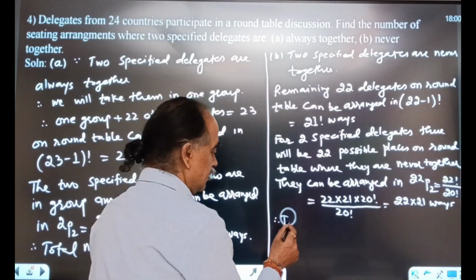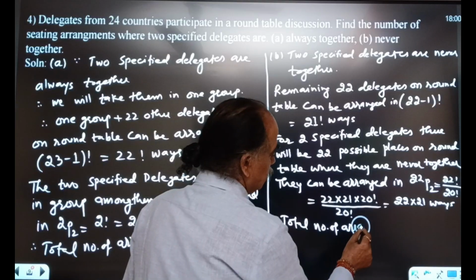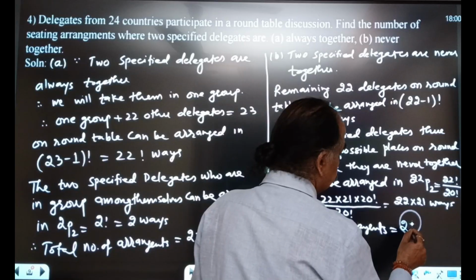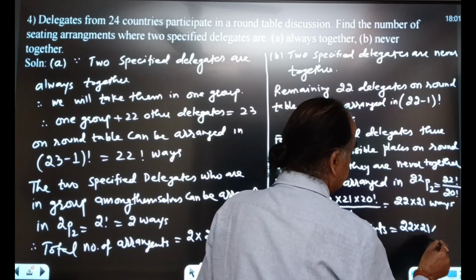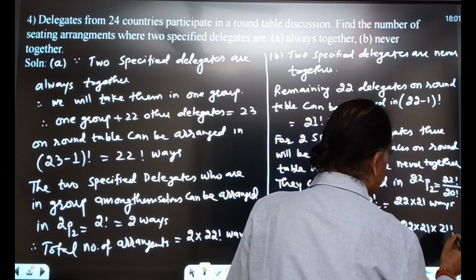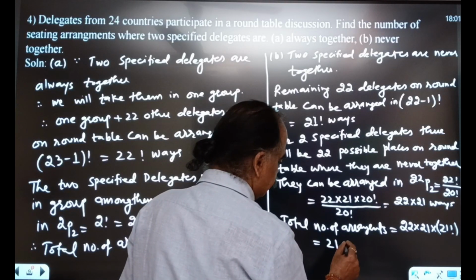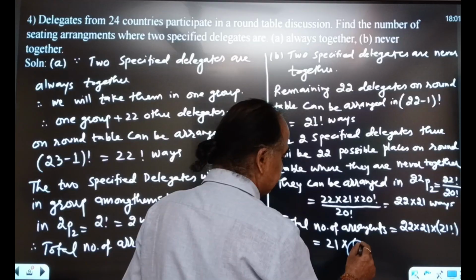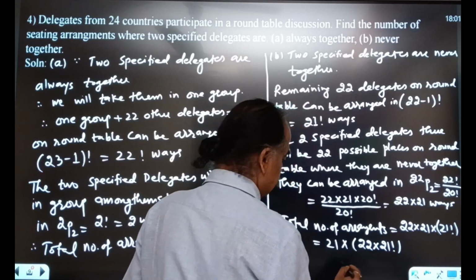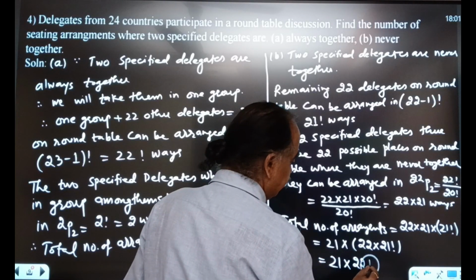Therefore, total number of arrangements will be what? 22 into 21 into 21 factorial. Will be what? 21 into, now we will take 22 and 21 factorial together, is equal to 21 into 22 factorial ways.